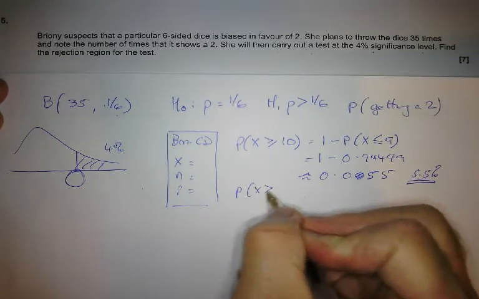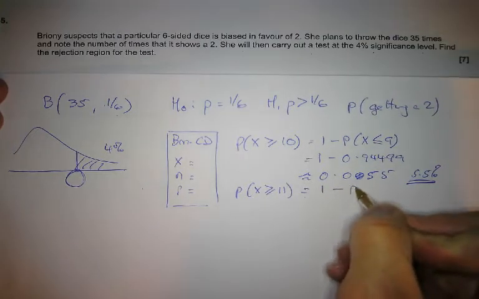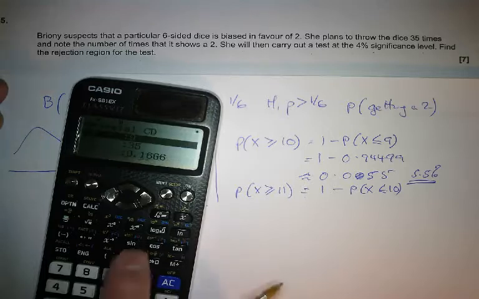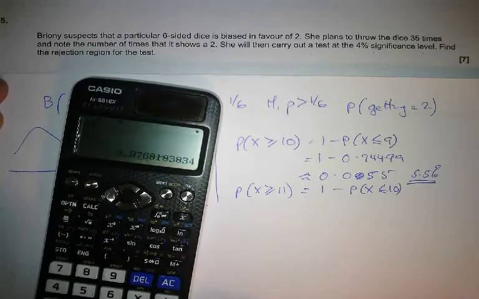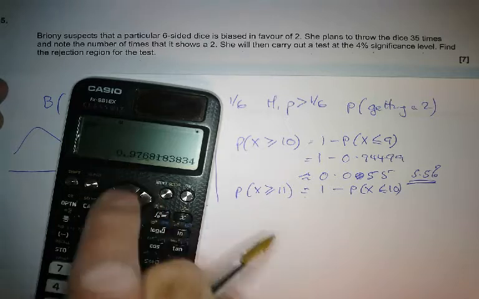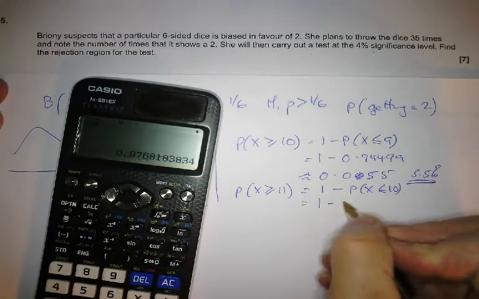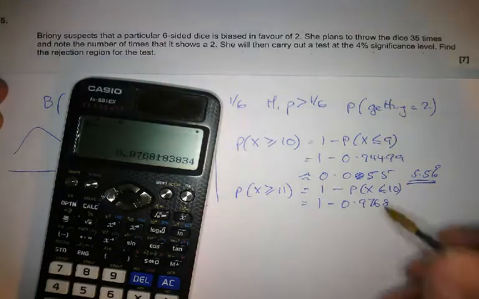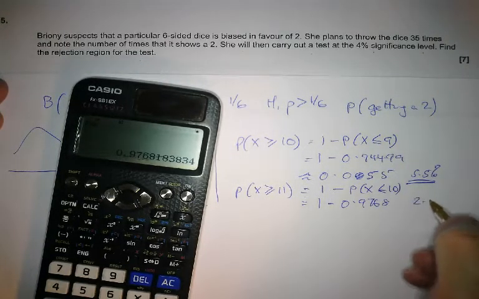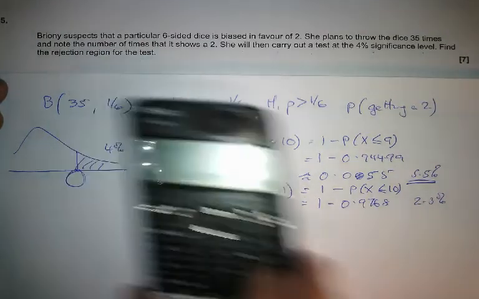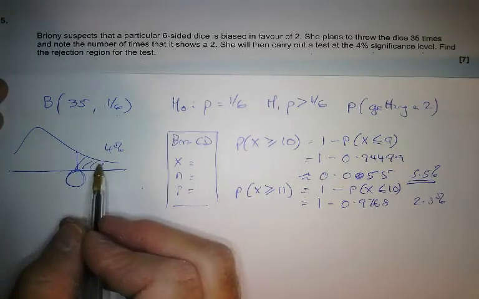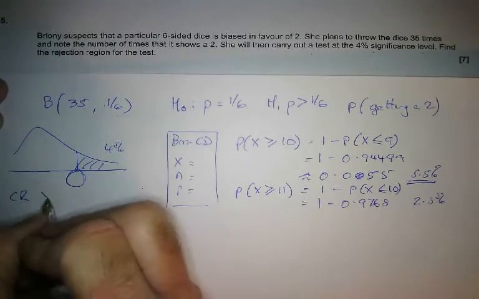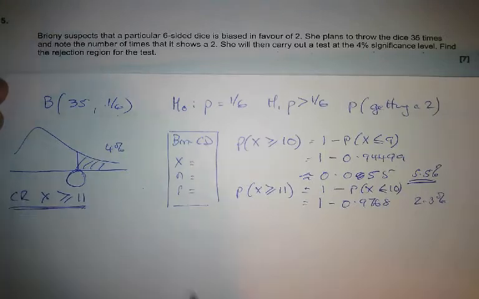So let's try x is greater than or equal to 11, which is going to be the same idea. The beauty of that is that all you have to do now is go back up here, put in 10, go down, and you must equal it right at the end. You have to go all the way to the end, not before, because that's an easy way of making a mistake. If I did that, 1 minus 0.9761, you get the value of 2.3%. And that's what you want, because that is less than the 4%. It's never going to be exactly 4%, because we're dealing with binomial data. So your critical region, and you need to write this, is x is greater than or equal to 11.